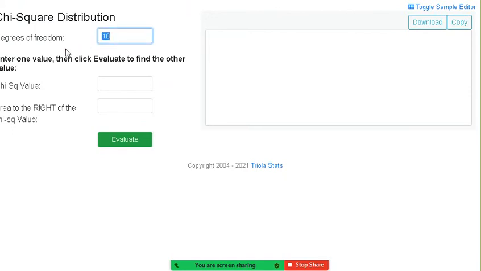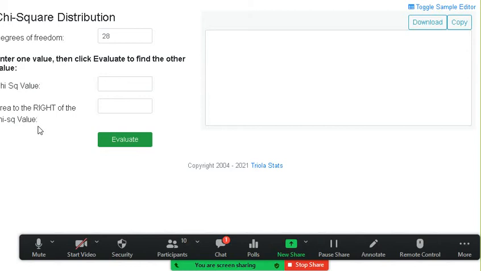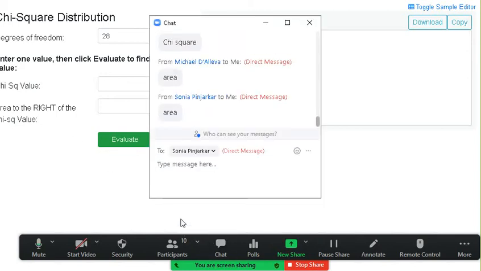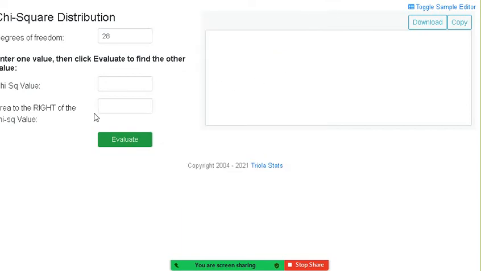Notice what it's asking for: the degrees of freedom. Do not put in n. If you put in 29, you're going to get the wrong answer. We need to put in 28. And take a look at what you're given. You can either put in the chi-square value and get the area, or put in the area and get the chi-square value. Which one of these do we need to do? First one or the second one? Second one, yeah. Good job. So we need to do the second one.